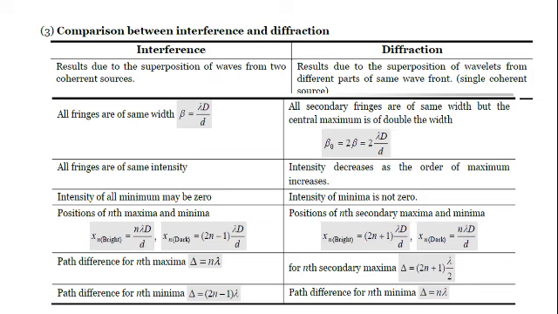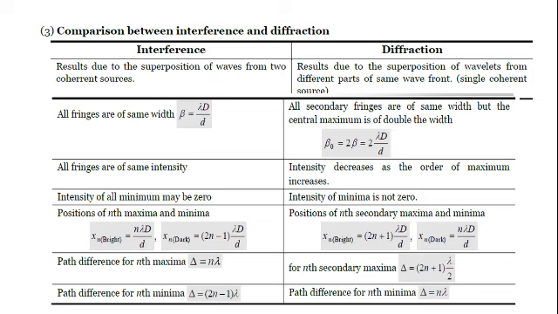First of all, interference results due to superposition of waves from two coherent sources. Diffraction results due to the superposition of wavelets from different parts of the same wavefront. I already said, a single coherent source. So in interference, if two waves superimpose, interference will appear. But in diffraction, the same part of the wave, the same wavefront, will undergo superposition.